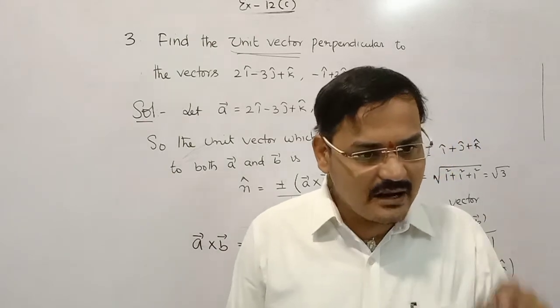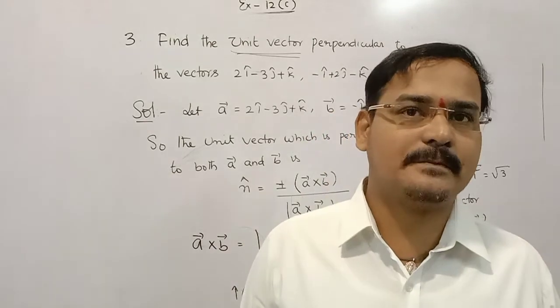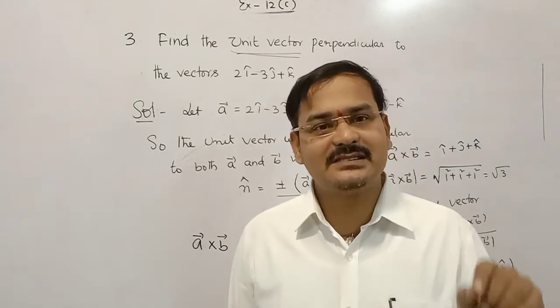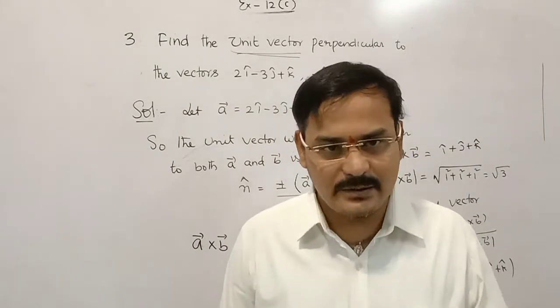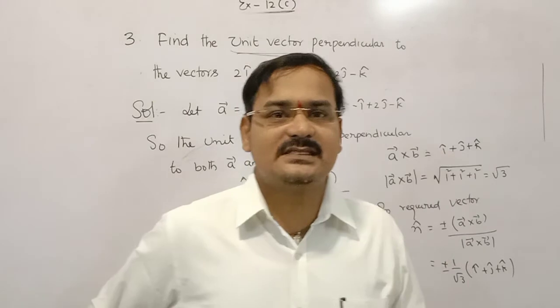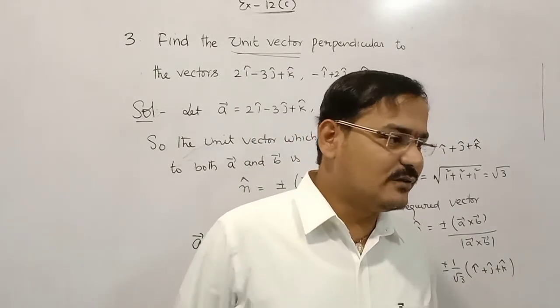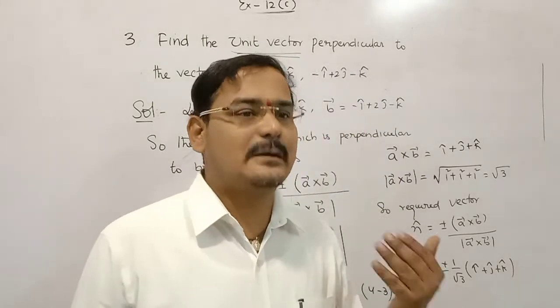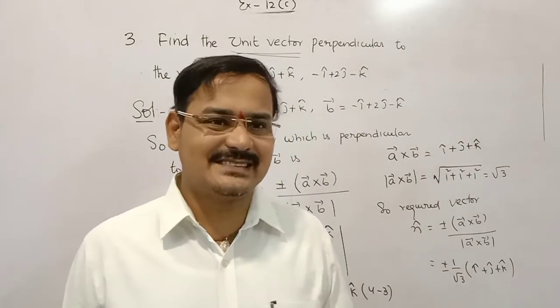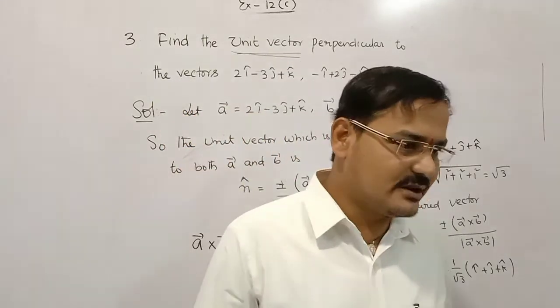If diagonals are given, it is half into D1 bar cross D2 bar. In the triangle, if adjacent sides are given, it is half into A bar cross B bar. If vertices are given, it is half AB bar cross AC bar. In question number 4, he is asking the area of the parallelogram whose adjacent sides are given. Just observe question number 4 in your textbook.